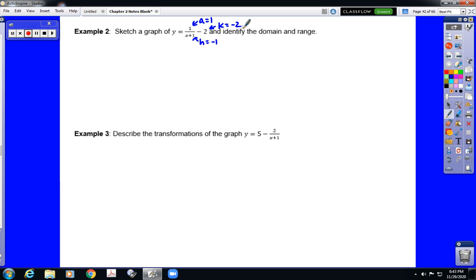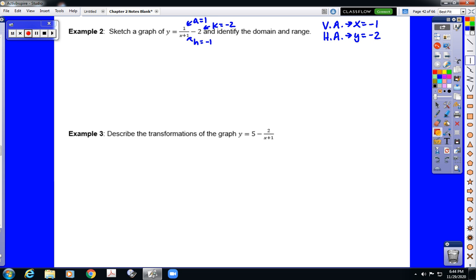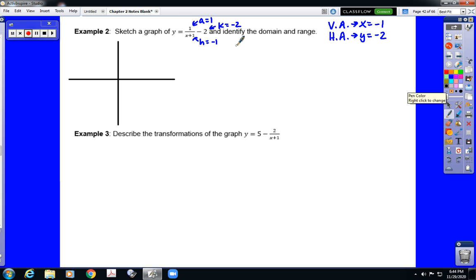Okay, so this tells us our shift. We've got a vertical asymptote of x equals -1. We've got a horizontal asymptote of y equals -2. And that's x equals h and y equals k. We're going to start off with just a pair of axes. They don't need to be anything special. And we're going to be making a table of values.